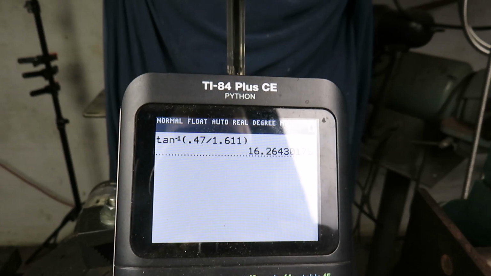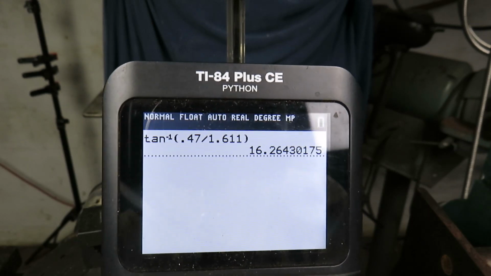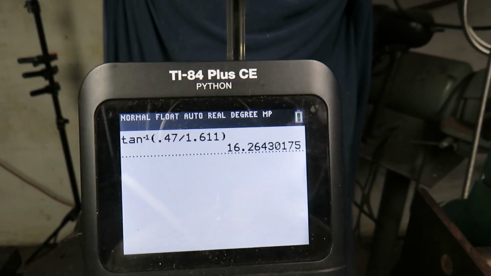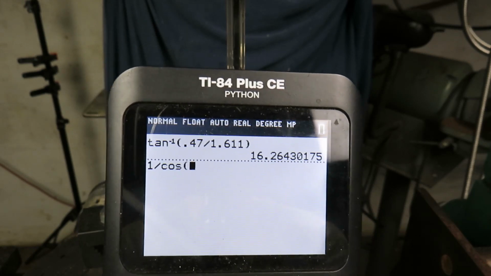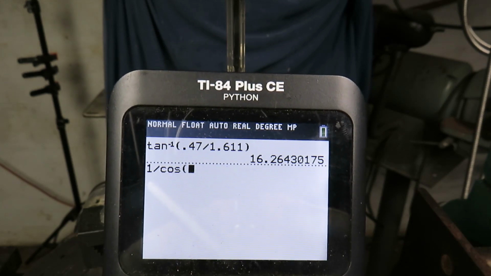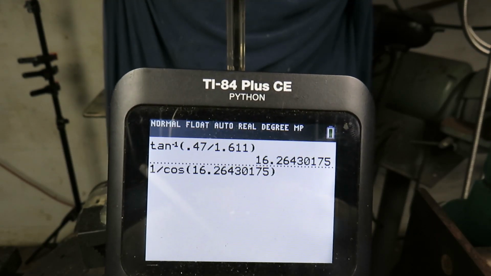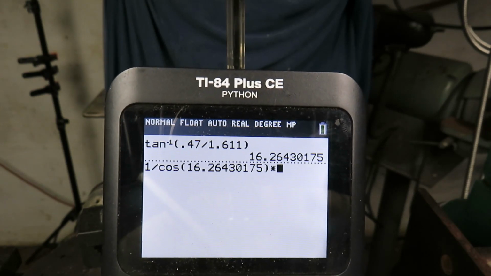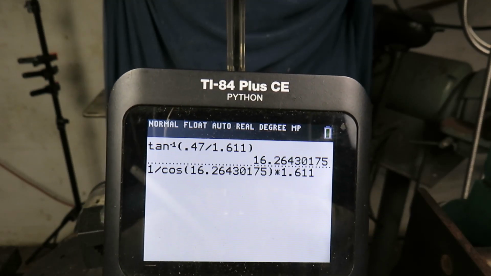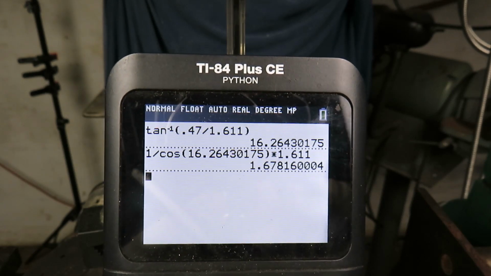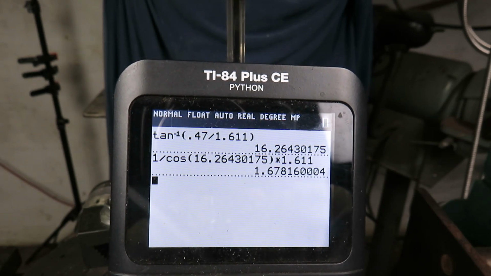And we need to know the distance from the center. So let's use the secant, because 1.611 is a bigger number than 0.47. There's no secant button, so you just do 1 divided by cosine of that angle right there times the adjacent side, which was 1.611. And that's how far from the center. 1.678 inches. That's how far from the center of the rotary table that point was.